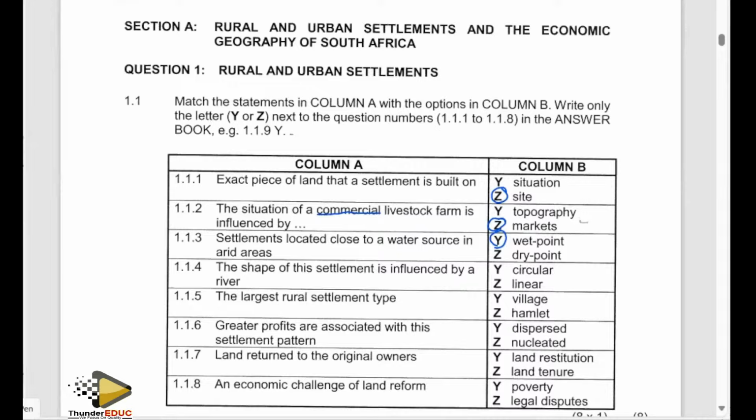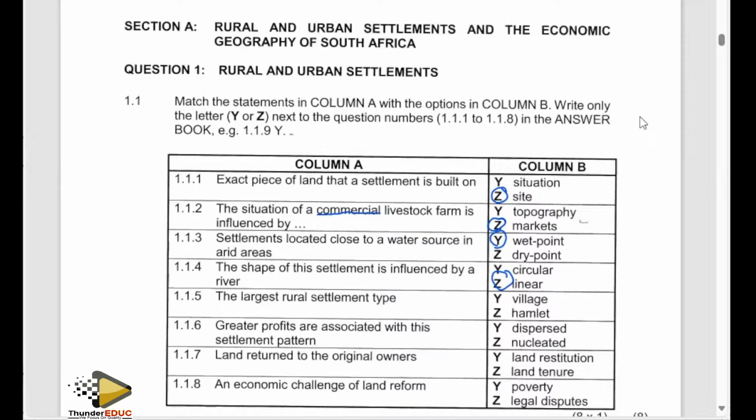Right, we'll go to the next question. The shape of this settlement is influenced by a river. We're looking at how the settlement shape develops in regard to being located where there is a river. You tend to find that the correct response is linear. Linear from line. The settlement will develop in a line along the river.